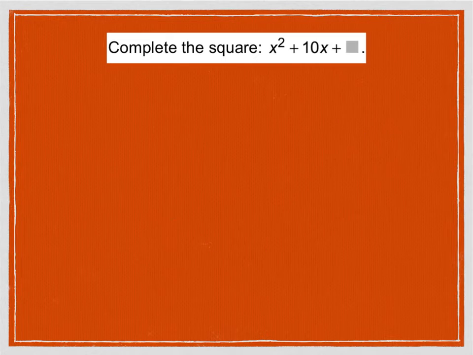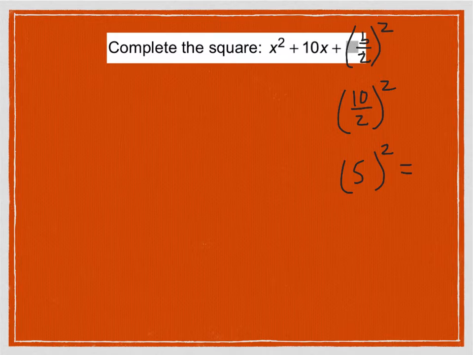Yes, ma'am. Okay, complete the square. What's going to go in our b over 2 squared? So what's our b? 10. So we have 10 over 2 squared. What's 10 over 2? 5. So 5 squared. What's 5 squared? 25. So 25 is going to complete the square for us.